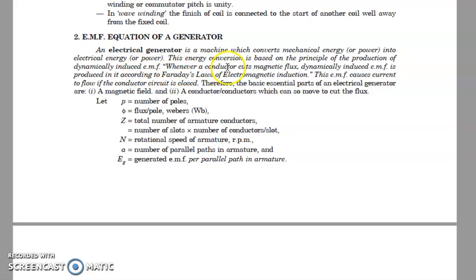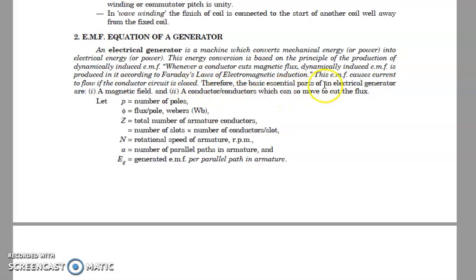That is, whenever a conductor cuts the magnetic flux, dynamically induced EMF is produced in it, according to Faraday's law of electromagnetic induction. So in this whole theory, the conductor is in movement. That is, the conductor moves whereas the magnetic part or the magnetic poles of the machine are fixed. So a moving conductor cuts the magnetic flux, which induces the dynamically induced EMF. This EMF causes current to flow if the conductor circuit is closed.